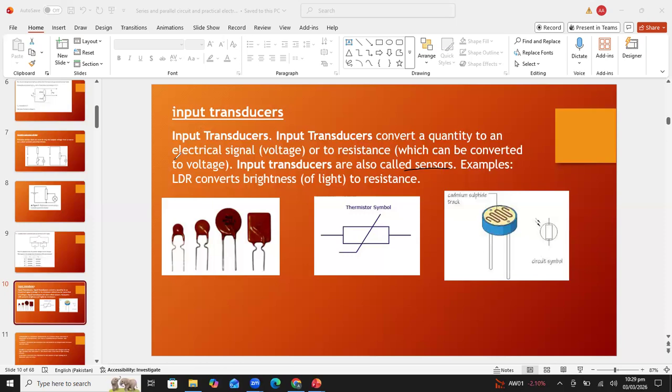One is called thermistor. And the second type is LDR. LDR stands for light dependent resistor. I'm repeating, LDR stands for light dependent resistor. You can write the full form of LDR.